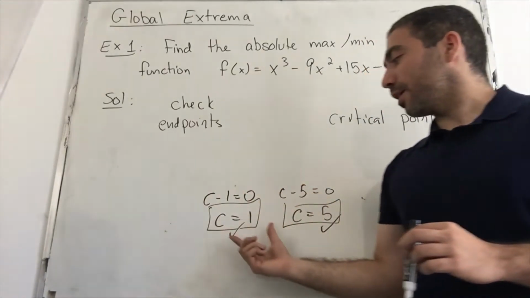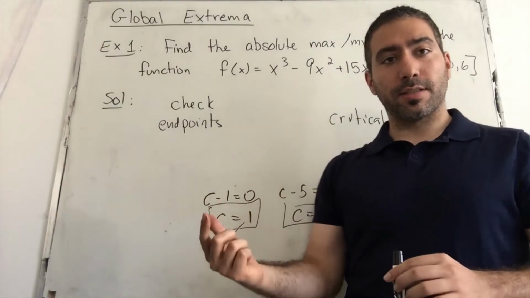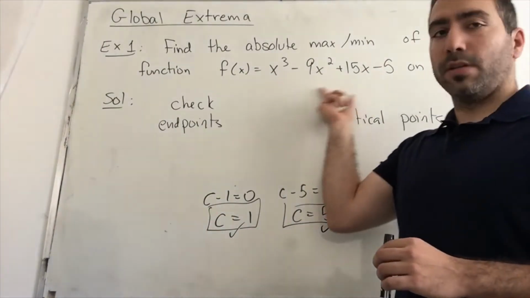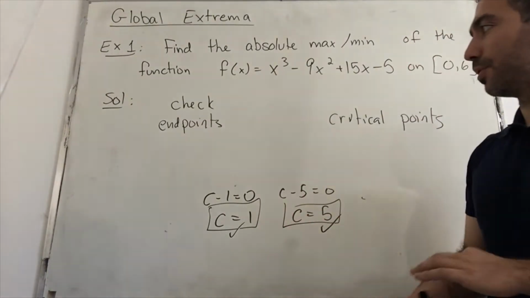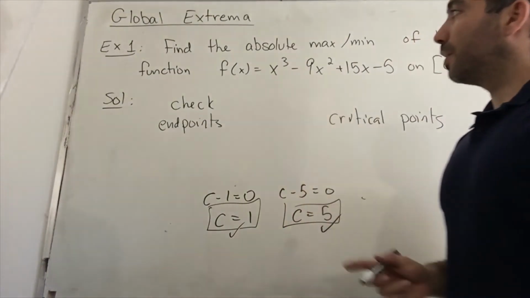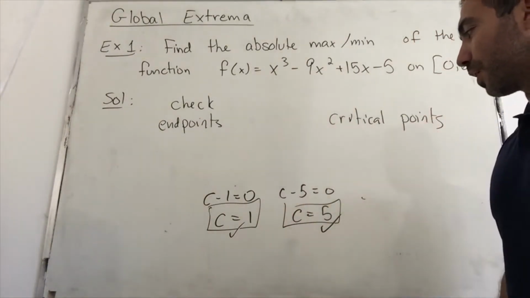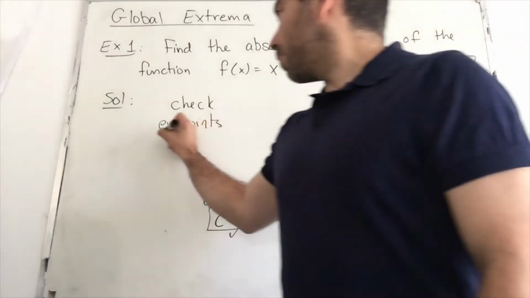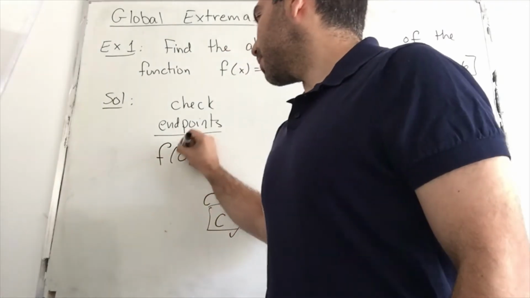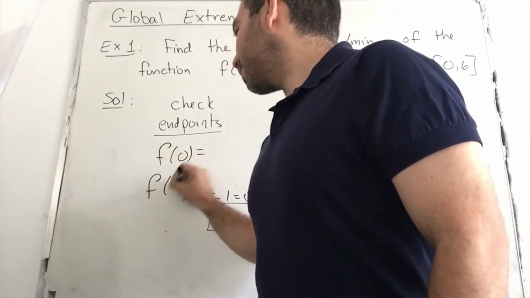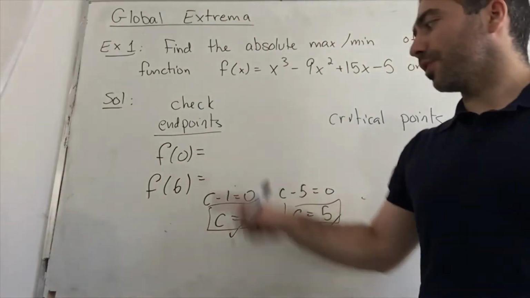Notice that we didn't check when f prime of x does not exist because we're talking about a polynomial function. So there's no division by 0, so there's no cases where the derivative doesn't exist. It's continuous and differentiable, so we're okay. So for the endpoints, what we have to do is check f of 0. That's the first endpoint. And then we have to go find f of 6. See what those values are.